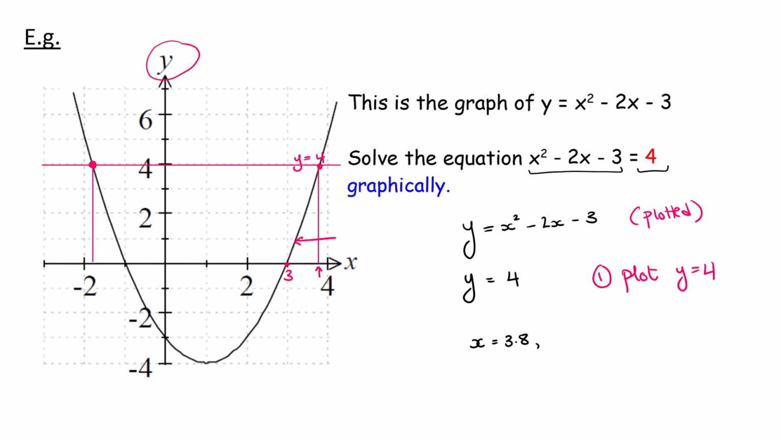And this one, this is -1 over there, so this again looks like -1.8. And these are the solutions. These are the answers to the equation that we're trying to solve.